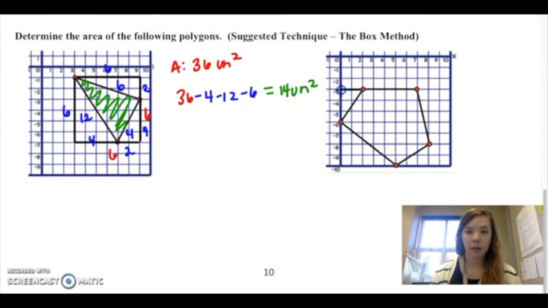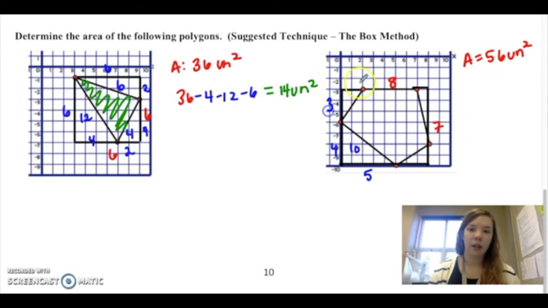I'm going to make a box on the outside. Okay, so my total area, 1, 2, 3, 4, 5, 6, 7, 8 by 1, 2, 3, 4, 5, 6, 7. So my total area is going to be 56 square units, because you just multiply those together. And then we're going to work on the triangles on the outside. So this is 1, 2, 3, 4. 1, 2, 3, 4, 5. So half of 4 times 5 is 10.